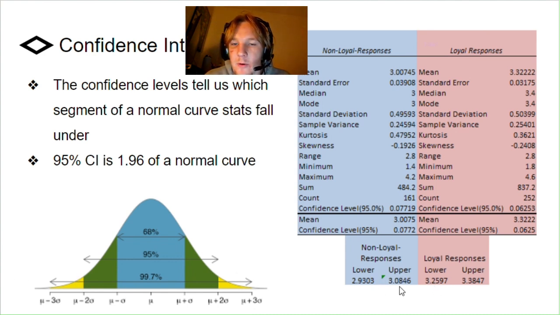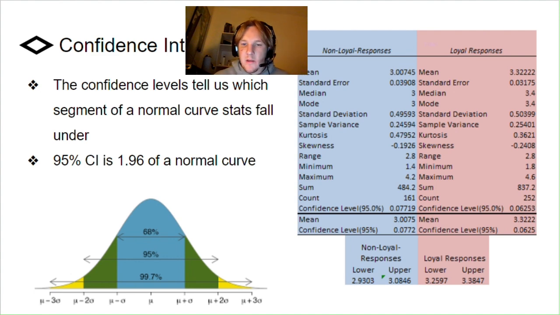We have, for all of the statistics we were given, the mean, standard error, median, mode, just all the numbers we had for both non-loyal and loyal. And what we can see from this is the confidence levels based on the 95% we were given. The proportion of 0.0772 and 0.0625 for those non-loyal and loyal customers.